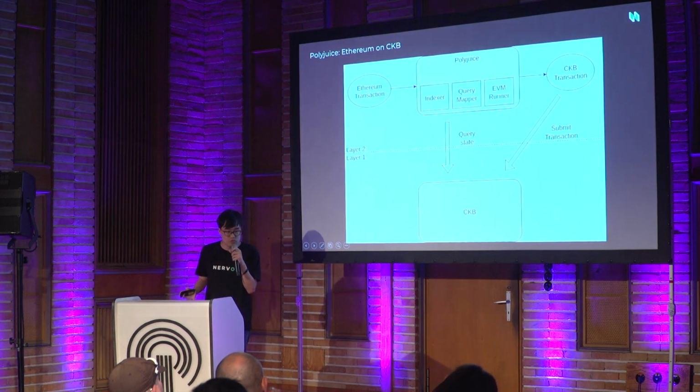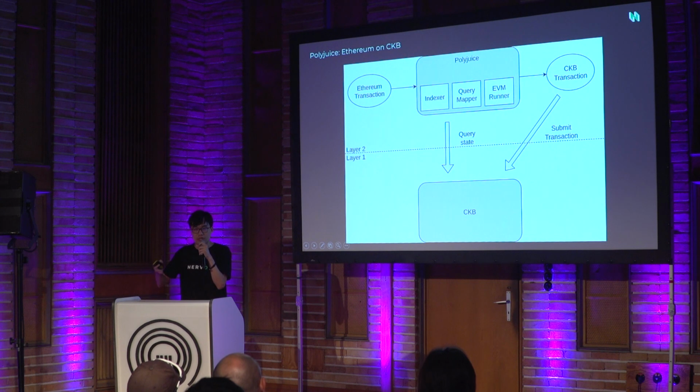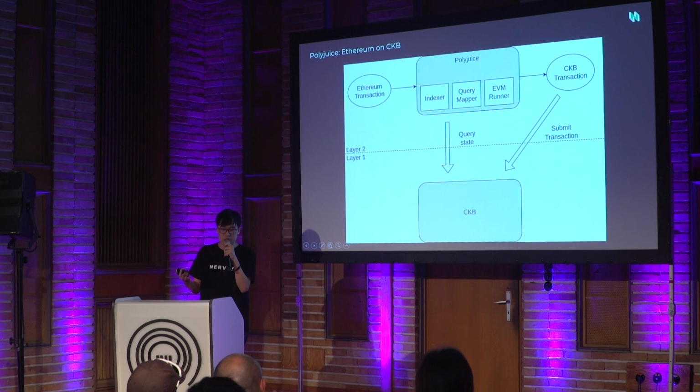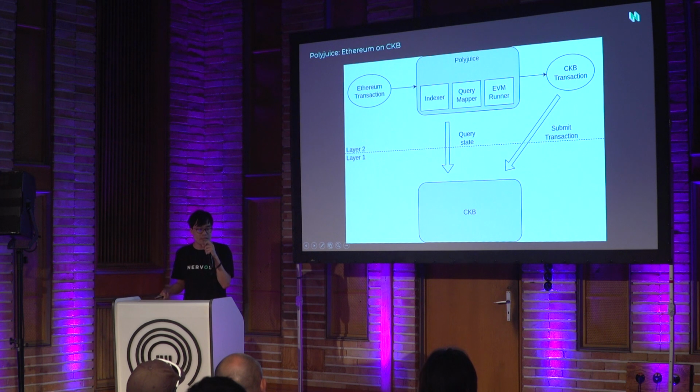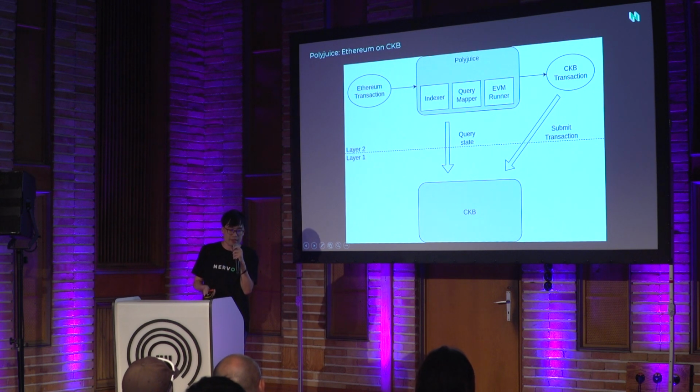And this is how Polyjuice works. It's actually a separate server running beside CKB. When you make a Web3-compatible API query request to Polyjuice, it will translate this query directly into queries into CKB. It will then assemble the data returned from CKB and return it to you in an Ethereum-compatible format. And when you send an Ethereum transaction to Polyjuice, it will translate this Ethereum transaction directly into a CKB transaction and pass that CKB transaction into CKB to make sure it's submitted to the consensus layer.